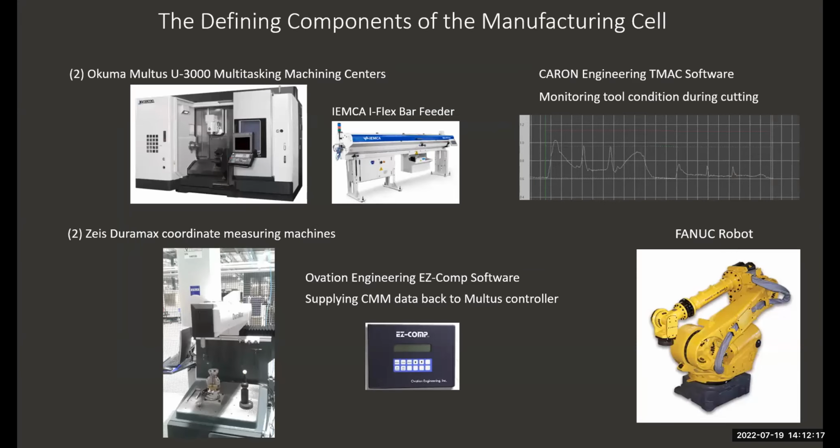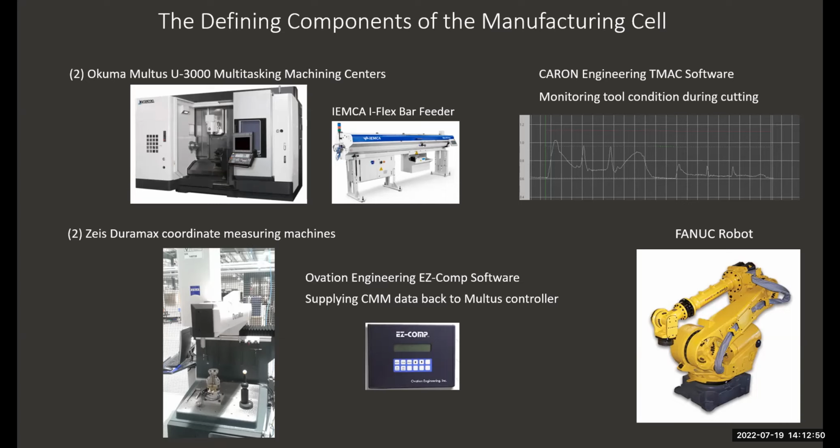The defining components of this manufacturing cell consist of two Multus 2000 multitasking machining centers, each with an auto-load bar feeder. These machines physically manufacture the parts out of round bar stock. Each of these Multus machines has TMAC software installed on them from Caron Engineering. This software will aid in the monitoring of tool conditions of the rotating tools during cutting. The information from TMAC is displayed in a time-based graphical form, and bounds are assigned to them to alert the operators to abnormalities in the cutting conditions.